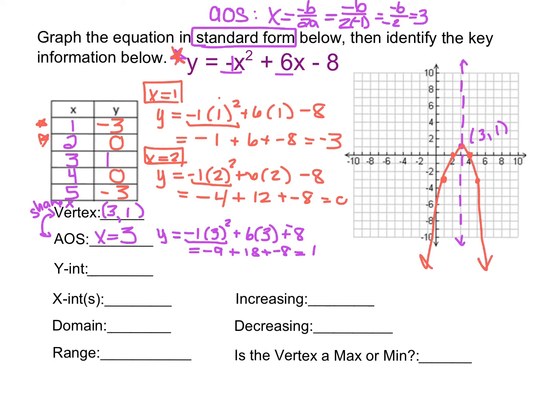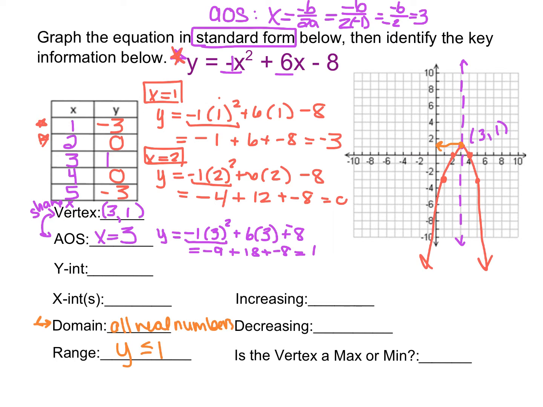So now what I need to do is identify the remaining key components here. So if I take a look, there are some that I can calculate pretty easily. My domain, I can see my graph is going forever to the left and to the right, so I know that my domain is all real numbers. I also can see that the highest point on my quadratic function is y is equal to 1. So my range is y is less than or equal to 1.